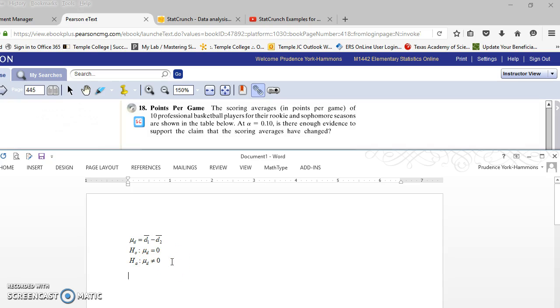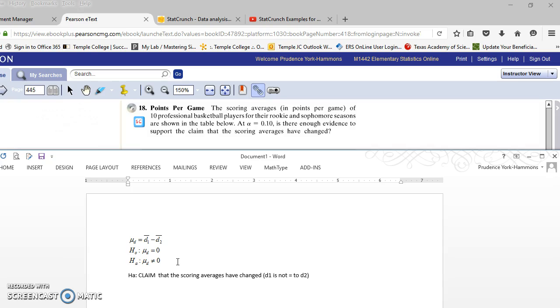This one, again, at the bottom, H sub A, is our claim, because that means that the scoring averages have changed. In this case, D1 is not equal to D2. So if they're not equal, their difference wouldn't be equal either. He didn't say it improved or that it got worse. He just simply said it's not the same.